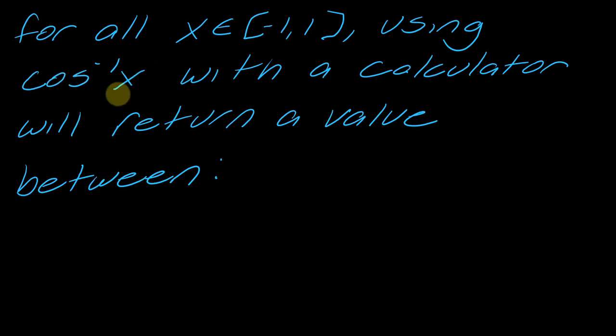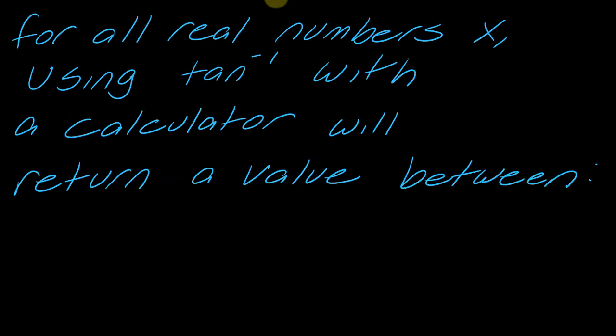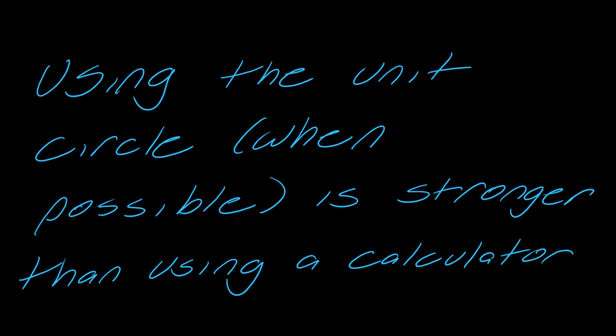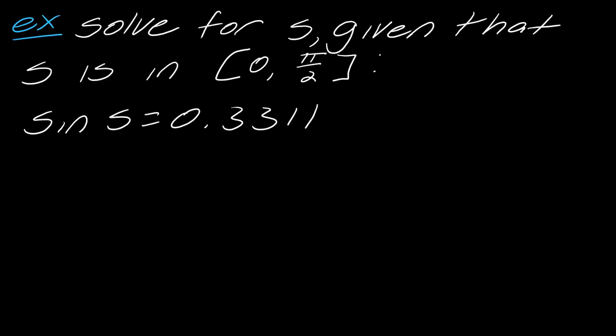If you have inverse cosine and your x's are still between -1 and 1, a calculator will return a value between 0 and pi. And then finally, for all real numbers x, using inverse tangent with the calculator will return a value between -pi/2 and pi/2. Using the unit circle when possible is stronger than using a calculator, and I'll show you an example of that as we go along.